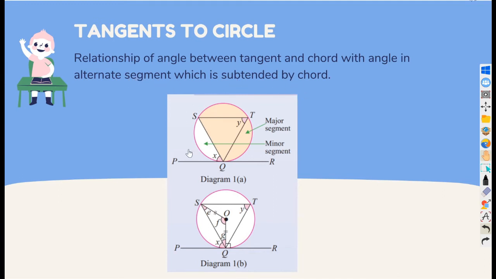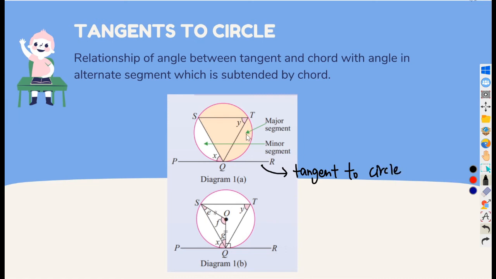Based on this diagram, we have PQR and SQT, where the line PQR is tangent to the circle SQT. This line is tangent to the circle.